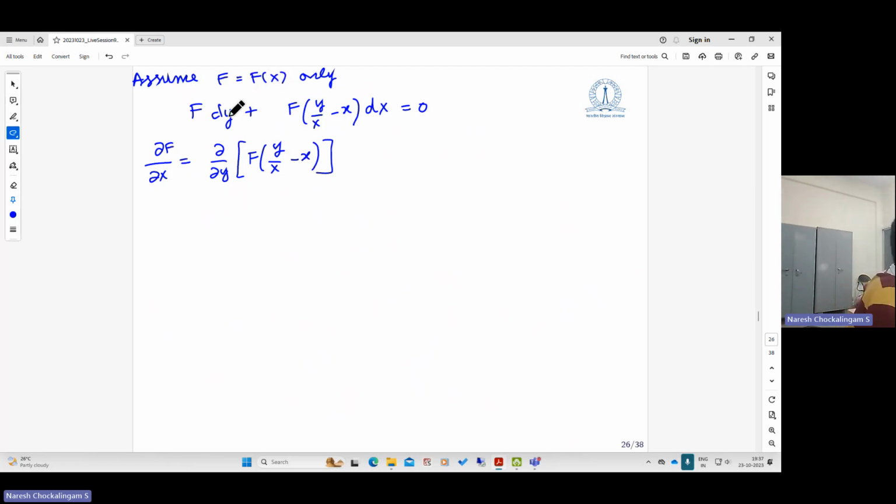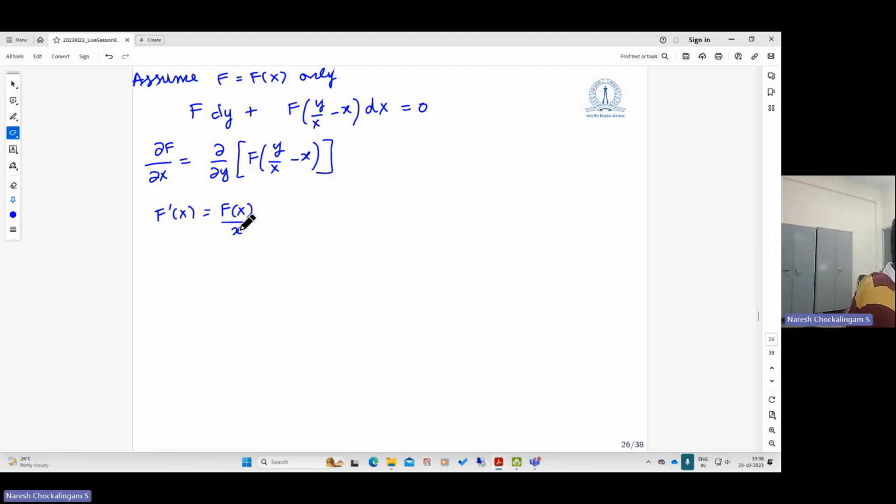We have f as a function only of x. So this is nothing but f dash of x is equal to, f is a function only of x, and this is only y. So this becomes f of x divided by x. The second term vanishes. This is a function only of x. F of x times x is a function only of x. So its partial derivative with respect to y vanishes.